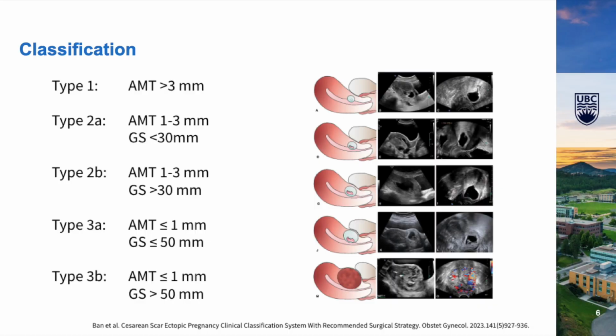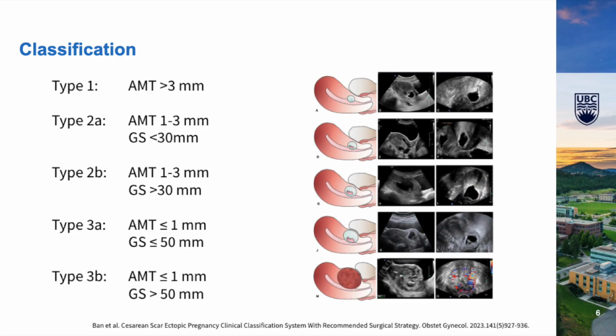There are multiple classification systems of CSEP, but no accepted superior method. The earliest and perhaps most well-known is that where type 1 describes superficial implantation and growth inwards, whereas type 2 describes deep myometrial implantation and growth outward towards the abdomen.